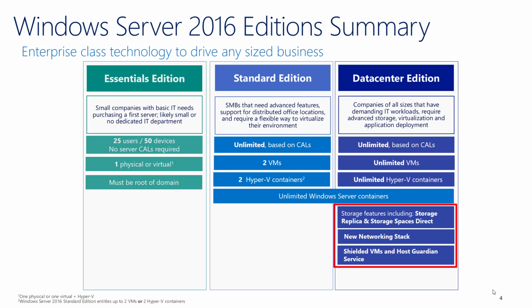Now, once we jump across to Standard and Data Center, there are a lot of common capabilities between them. But once we start looking at Data Center over Standard, some of the additional things we get in there are unlimited virtual machines rather than just 2 virtual machines. We get unlimited Hyper-V containers versus 2 Hyper-V containers. And there are also a whole host of new capabilities added in Server 2016 that are part of Data Center. So things like the storage replica capabilities and Storage Spaces Direct, which we covered last month. There's the new networking stack, so that centralized network controller, as well as some of the shielded VM and Host Guardian Service capabilities. And we'll actually talk about some of those as we go through today.